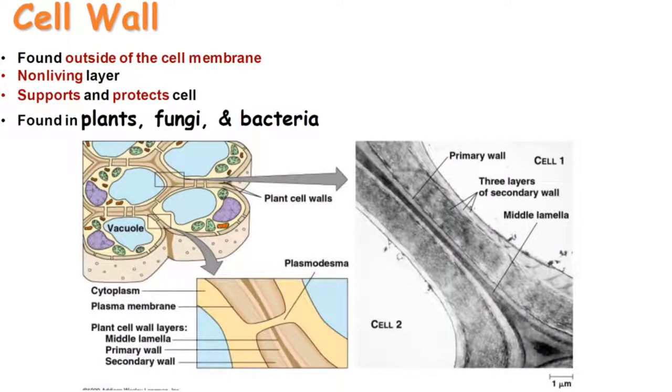Coming to individual organelles, the first and foremost is the cell wall, found outside the cell membrane. Remember, here I am discussing the plant cell and the division. Cell wall is a non-living layer. It supports and protects the cell, found in plants, fungi and bacteria.